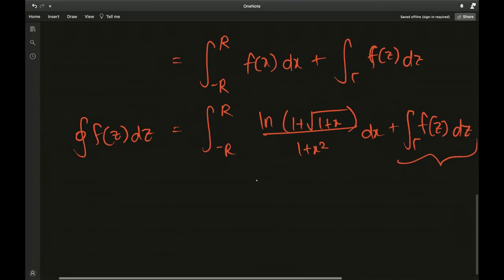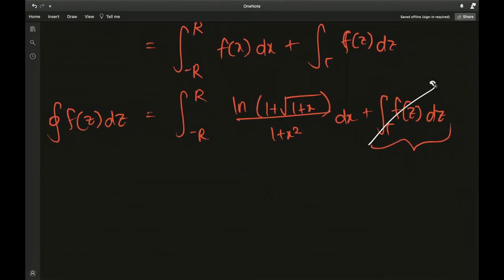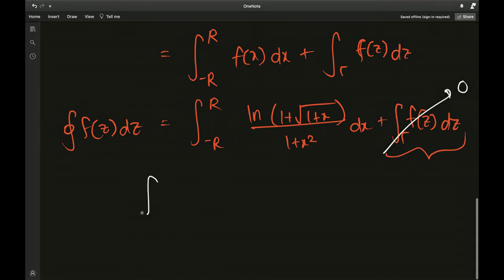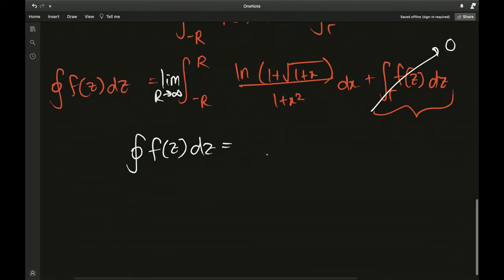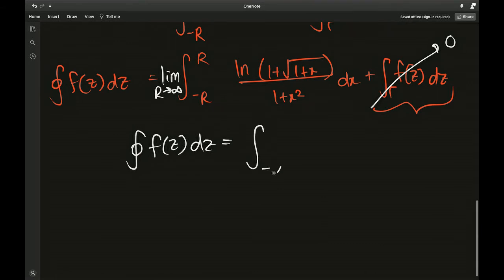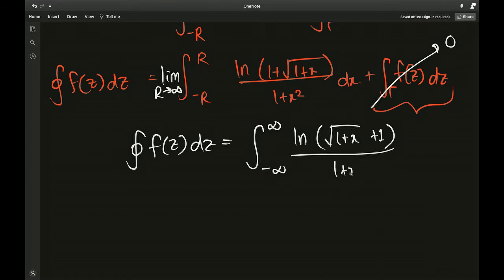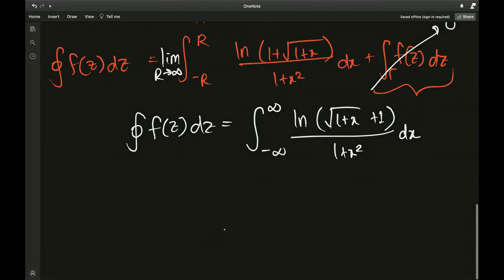Okay, so by our discussion on that page, this will go to 0, which means the contour integral of f of z dz is actually, and we can take the limit as r approaches infinity because we took the limit for this case, the integral from minus infinity to infinity of natural log of 1 plus square root of 1 plus x, divided by 1 plus x squared, dx. And now at this point we can totally use the residue theorem.